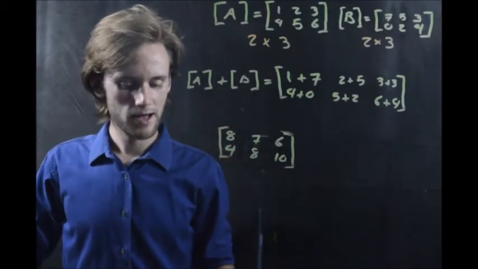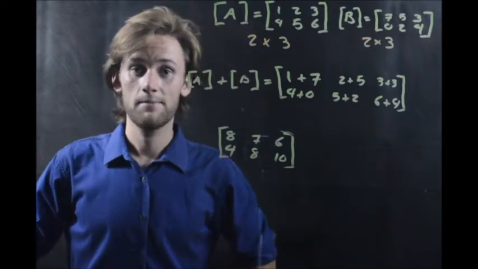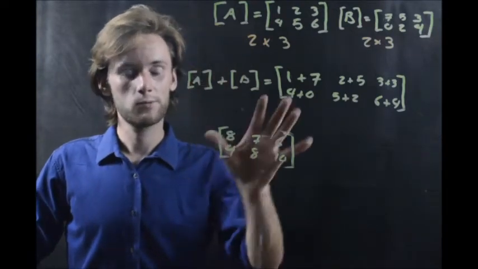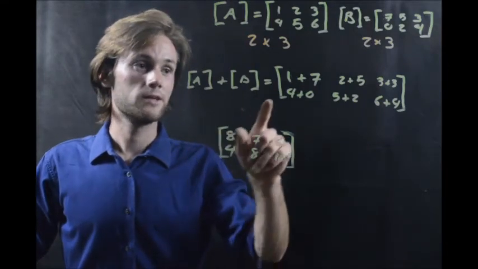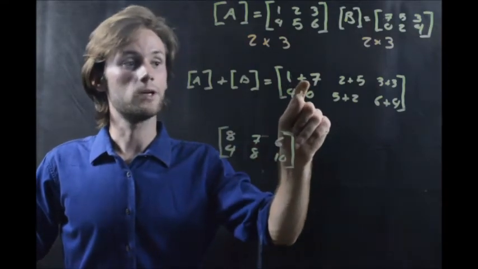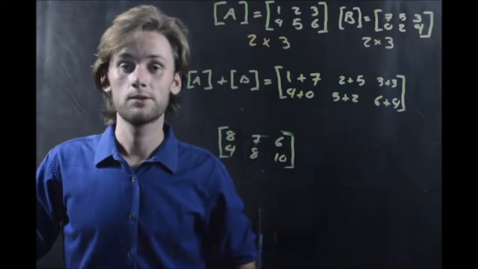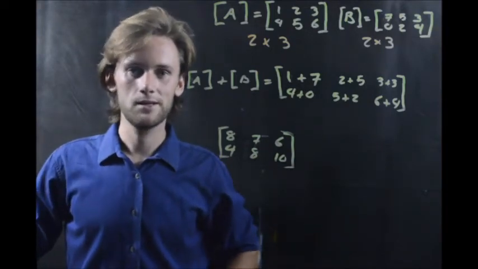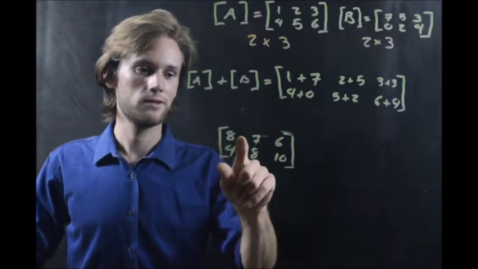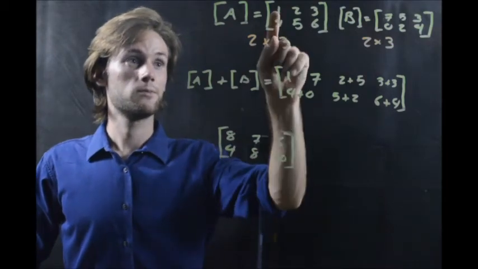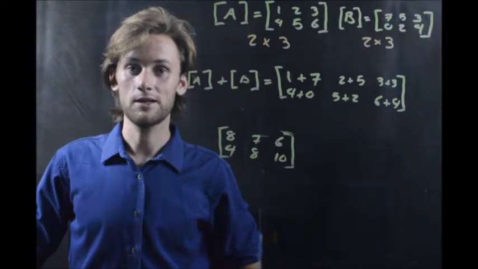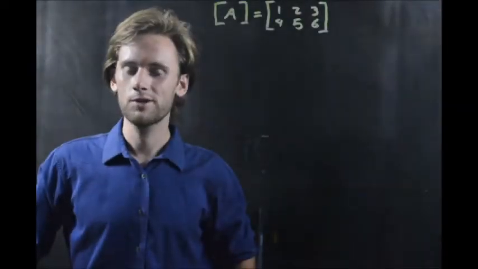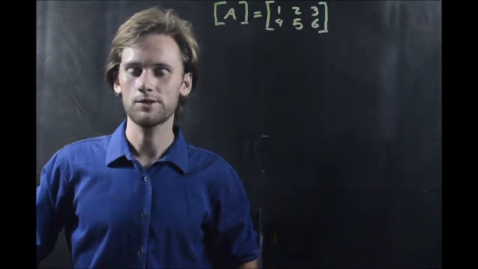Now, what if we had A minus B? I'm not going to write it out all for you because it's pretty similar. The only difference is that instead of 1 plus 7, we'd have 1 minus 7. So once again, you're just looking at each element individually, and the result is going to come directly from its associated elements. That's addition and subtraction in matrices. So addition and subtraction are pretty straightforward when it comes to working with matrices.